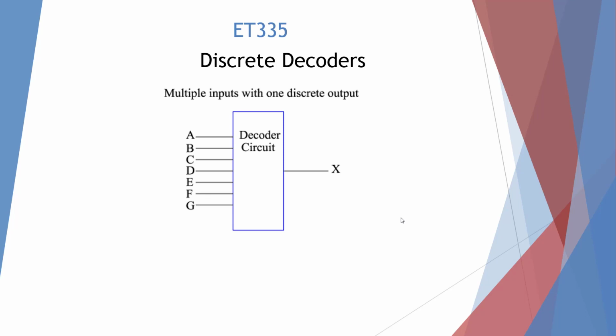Okay, here I'm showing a little diagram of discrete decoders. A discrete decoder will have inputs, and those inputs will be unique, just like a combination lock, to get one output. So there's only going to be one combination, and we're going to do this logic circuit with gates.